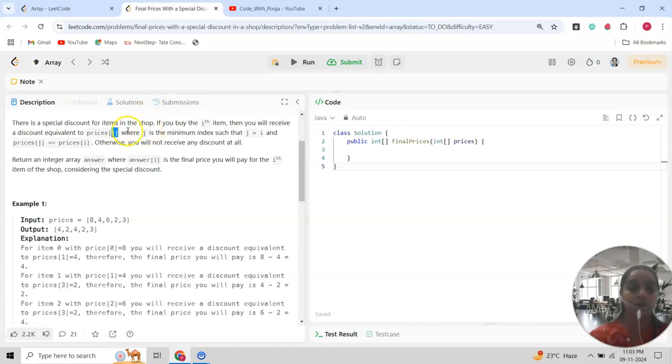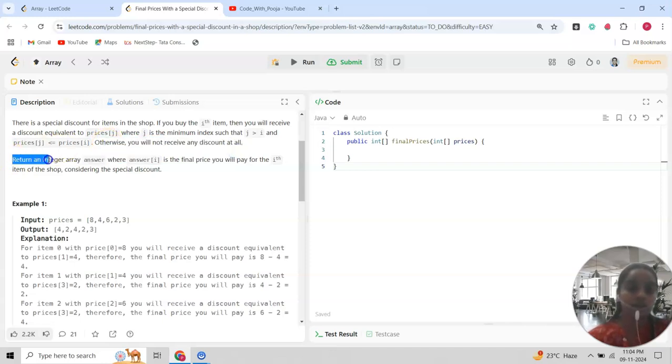Here j is the minimum index such that j is greater than i. There is one more thing: not only will j be the minimum index greater than i, but also prices[j] must be less than or equal to prices[i]. It means the price of the ith item must be higher, and the index of the ith item will be lower than j. If j is greater than i, then the price of i will be greater than the price at the jth index. Otherwise, you will not receive any discount.